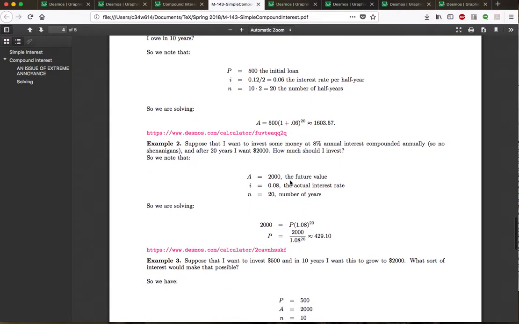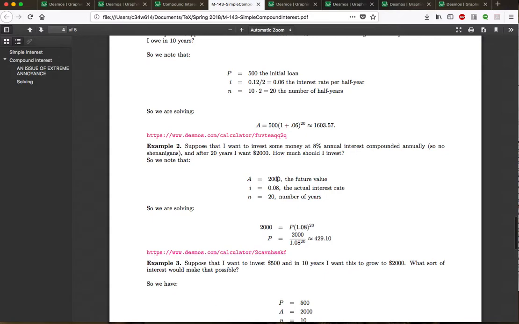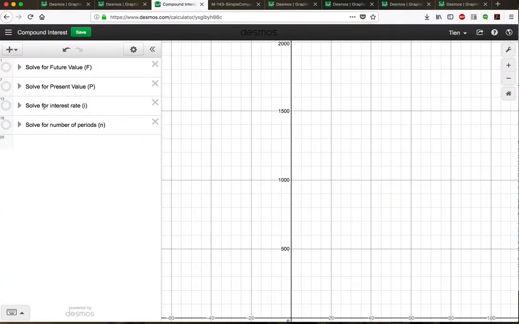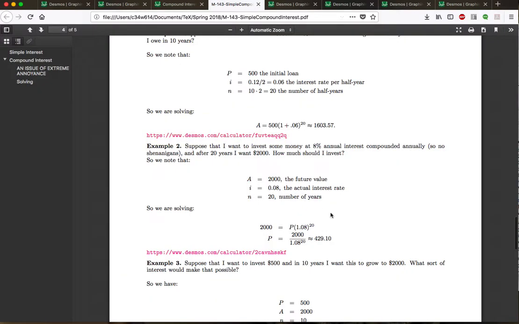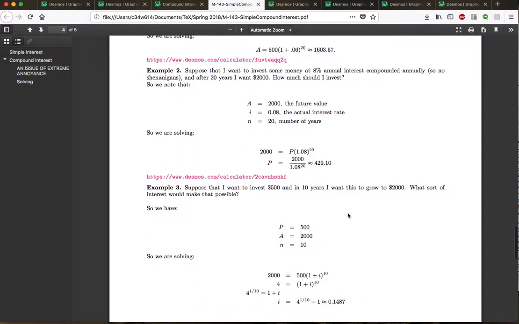All right. So if in the future I'll have $2,000, and I get charged 8% interest a year, a genuine, real interest rate, and that goes on for 20 years, how much was my initial investment? I could solve it algebraically, but I could go over here and I want to know the present value. My future value is $2,000. Interest rate is 8%, and that's going to go on for 20 years. So I should invest $429.10 thereabouts, and there we go, 429.1.